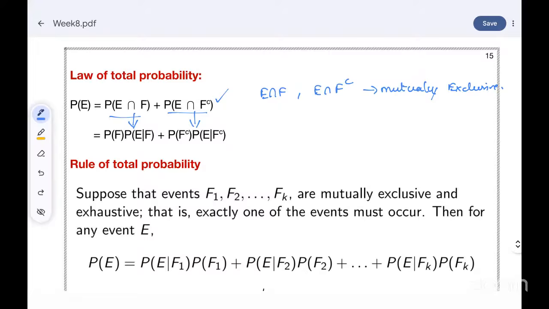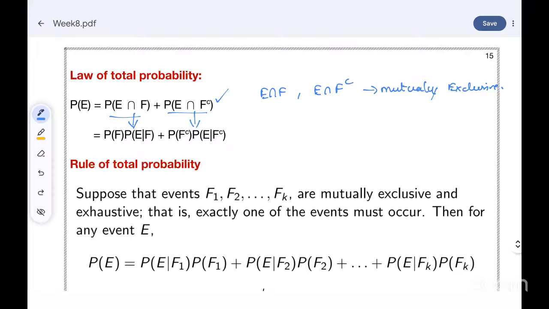Suppose that we have F1, F2, up to Fk. All these are mutually exclusive and exhaustive. What is meant by exhaustive? It means that exactly one of the events must happen; the union is the whole sample space. Then for any event E, P of E is P of E given F1 into P of F1, plus P of E given F2 into P of F2, plus etcetera, up to P of E given Fk into P of Fk.